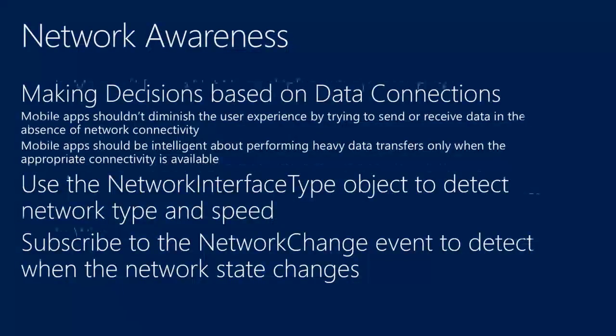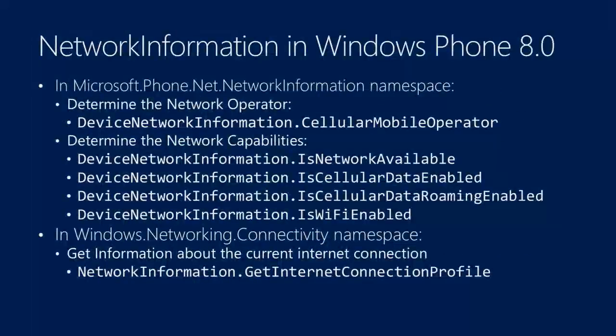And coupled with that, there are all these APIs you can use to get information relating to networking. The top ones there are not terribly interesting. You can find out who your mobile operator is. Is network available is quite interesting, but that's allied to the event we were talking about on the previous slide. And then there are a couple of others about cellular data enabled, roaming enabled, Wi-Fi enabled. Those go back to the settings on the phone, what the user has actually set. But the one at the bottom is more interesting, NetworkInformation.GetInternetConnectionProfile.